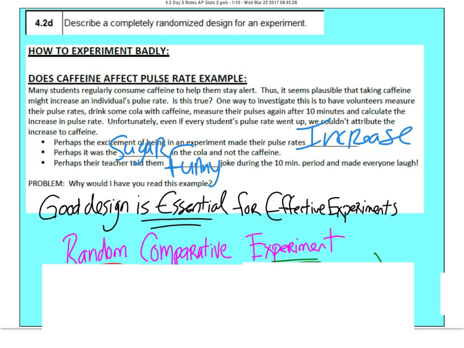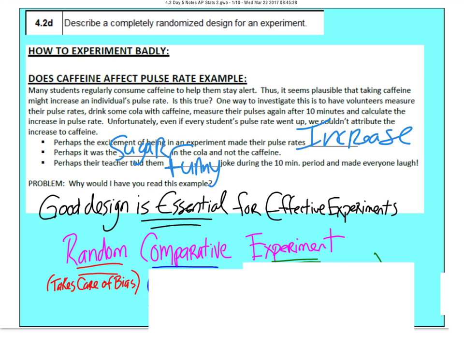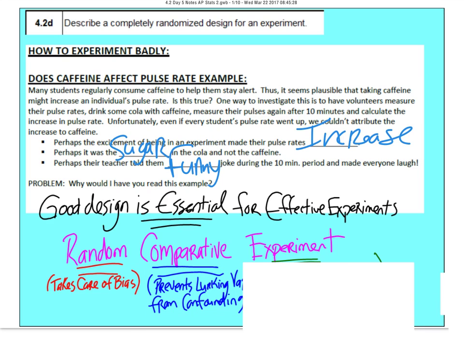The randomized part is incredibly important in that it takes care of bias. When you randomly pick your people, you do the correct SRS to it, you're going to eliminate that bias that could happen. The comparative component is important in that it prevents lurking variables from becoming confounding. We're going to design it in such a way that we can control for the lurking variables.